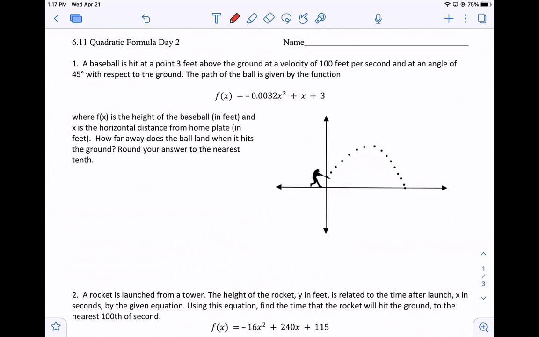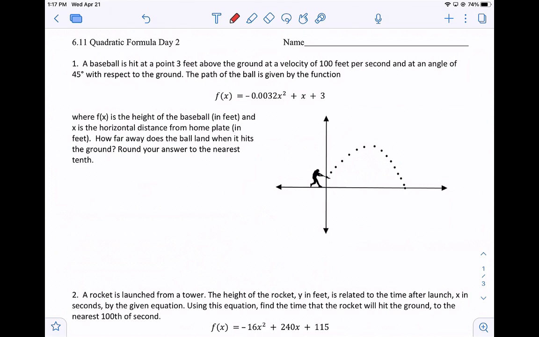Today we're going to take a second look at the quadratic formula, how to use it, and then of course what we're solving for when we use it. So the first problem was actually taken from yesterday's notes, where we took a look at this equation that represents the path of the baseball once it's hit.